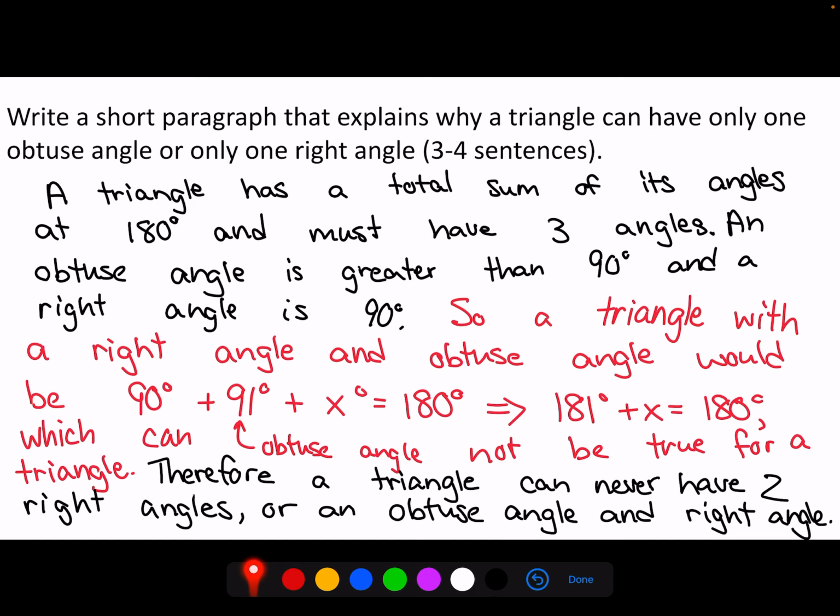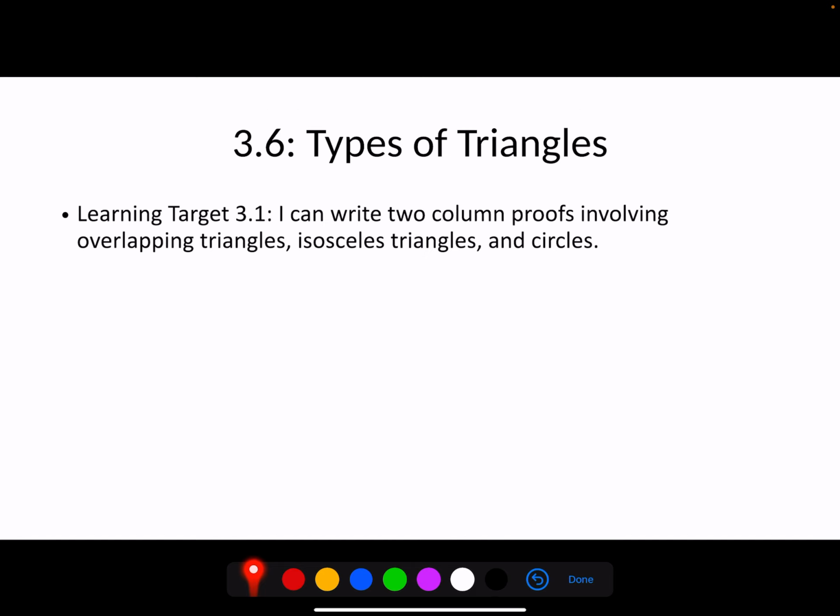All right, so today we're going to be covering 3.6, types of triangles. Our learning target is: I can write two-column proofs involving overlapping triangles, isosceles triangles, and circles. Now, we covered circles in our previous videos, and we've also covered overlapping triangles already. So today we're going to focus exclusively on isosceles triangles, and we're also going to be focusing on defining each type of triangle, giving it a classification.